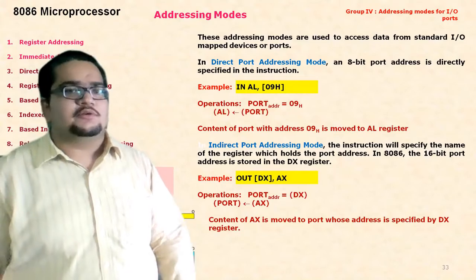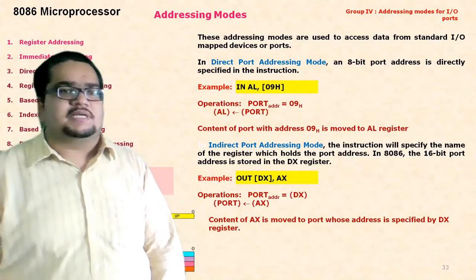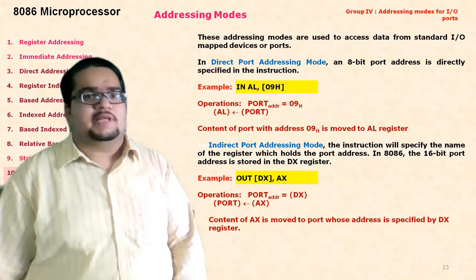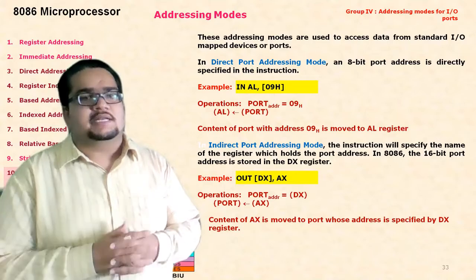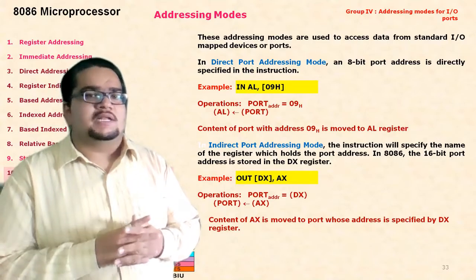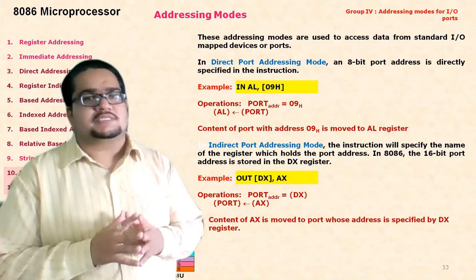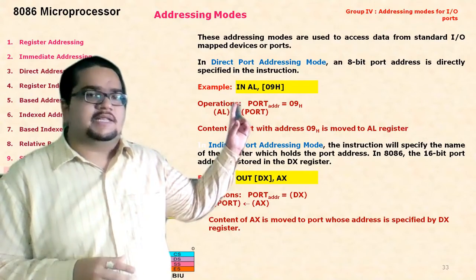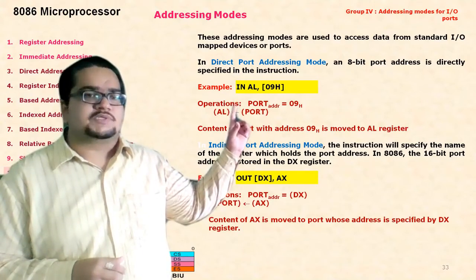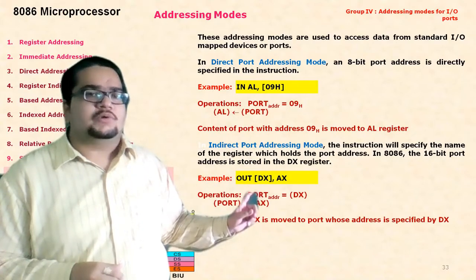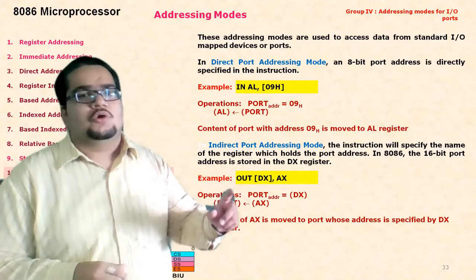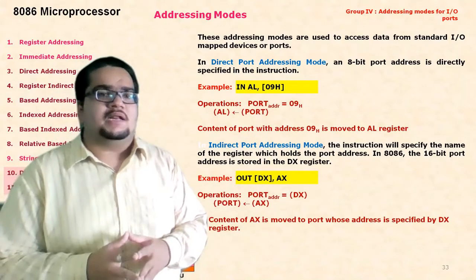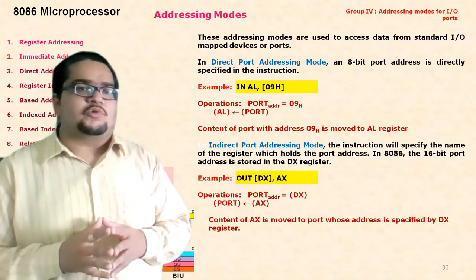Here it is our group 4. In group 3 only one addressing mode was there, that is string addressing. In group 4 we have addressing modes for IO ports. For all the IO operations there is a dedicated group of addressing modes. Basically there are two instructions involved in these IO operations: IN is for taking data input from the input ports, and OUT is the instruction used for sending data out to the given output port. So these two instructions, IN and OUT, will be used for input output operations.